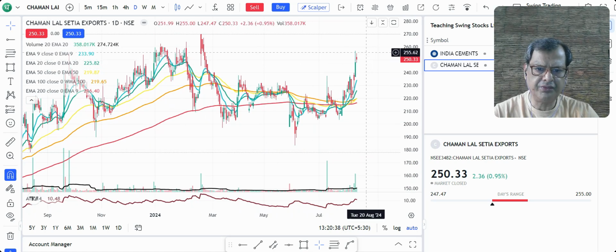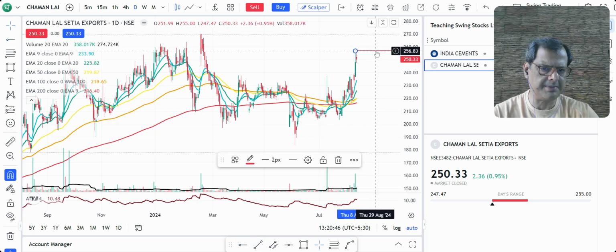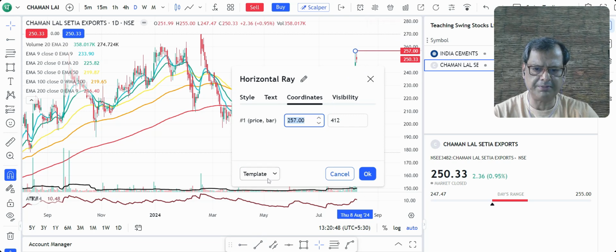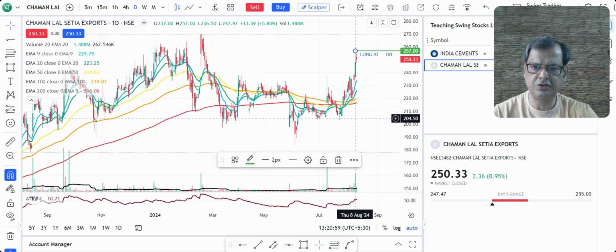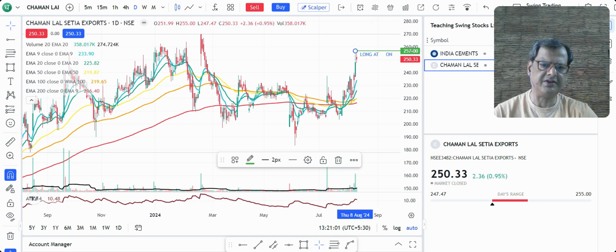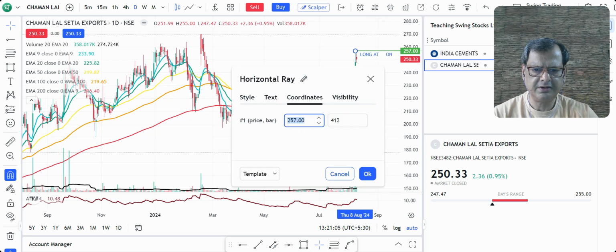Let's say they decide to go long at the high of this candle. Now, this has not happened as of now, but this is a hypothetical. The candle here is 257, right? So they decide to go in at, say, 257.10.